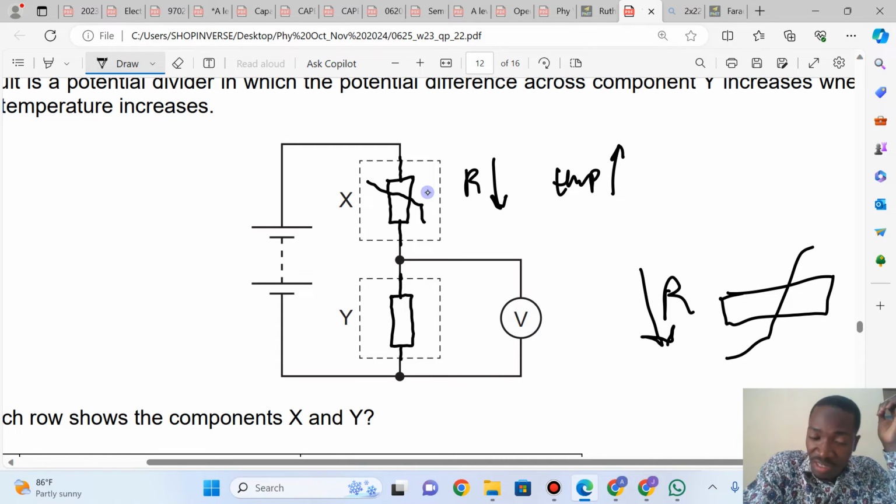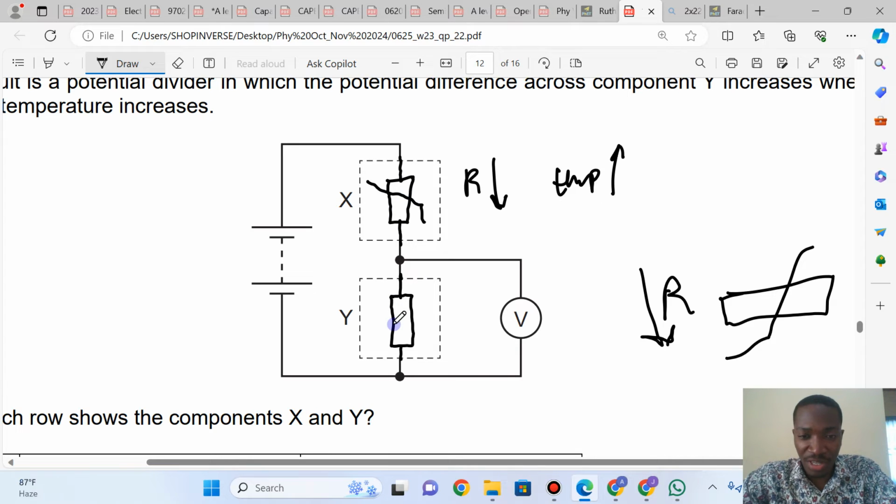So this now is a potential divider, and how the potential divider works is that if resistance here is far higher than resistance here, it simply means voltage here will be high, far higher than voltage here. And if resistance here is lower than resistance down here, voltage up here will be lower than the voltage here. And if resistance here is increasing and becomes far higher than resistance down here, the voltage up here will be higher than voltage down here.